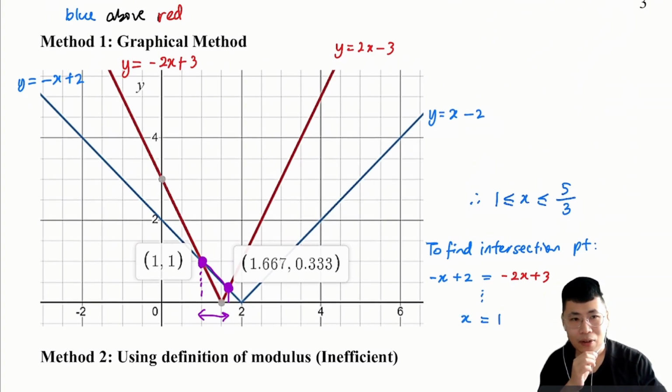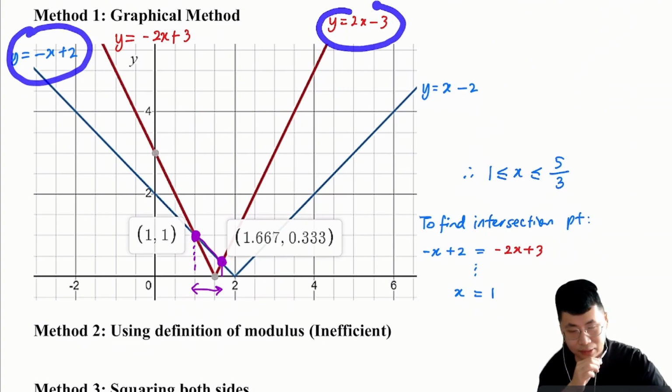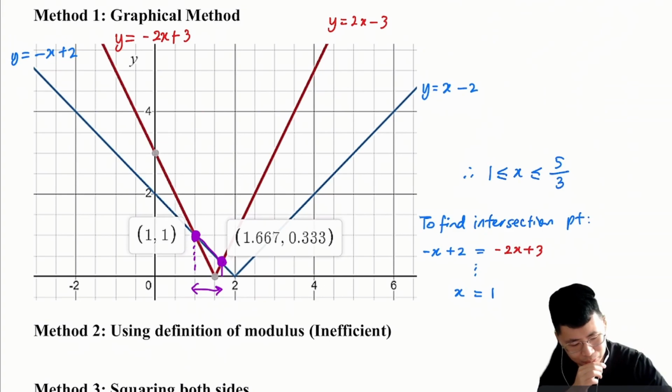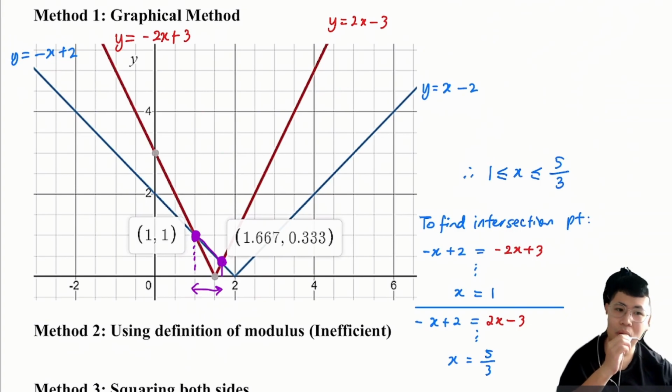Okay, now then for the second point over here, right, which graph are we solving? We are solving for this one and this line over here. You see this, right? So means the second point will come from the solution of negative x plus 2 equals to 2x minus 3. So when you solve this, right, you will get the exact value 5 over 3 instead of the calculator value 1.67.